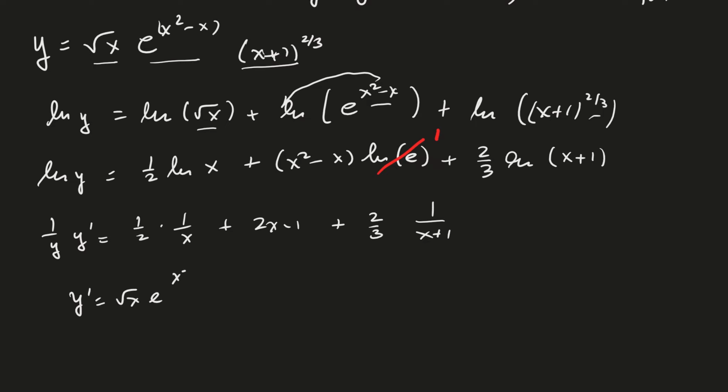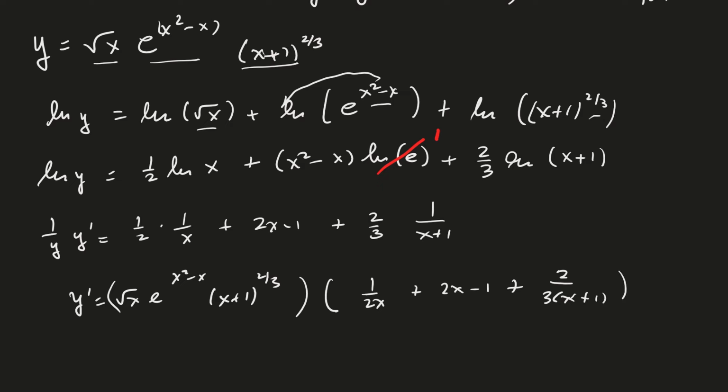Let's see how fast I can write it so you're not having to watch me. Okay, there's your original function. That's your y times your derivative 1 over 2x plus 2x minus 1 plus 2 over 3. I guess you could write it this way. Good, and there it is.